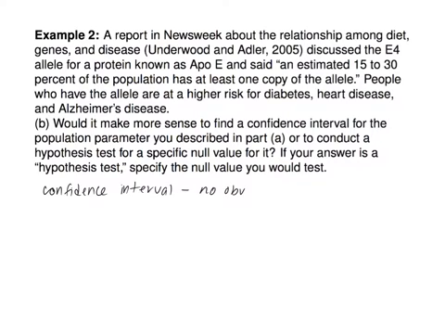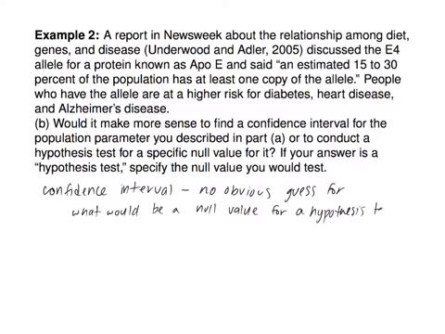And there's no obvious guess for what would be a null value. And you need a null value for a hypothesis test. And then also the confidence interval, which I'm going to abbreviate CI, gives a range of possible values, which I really think is more useful, don't you agree?